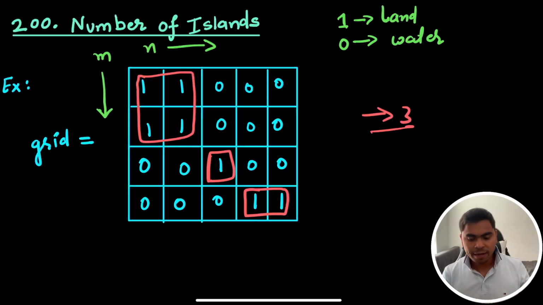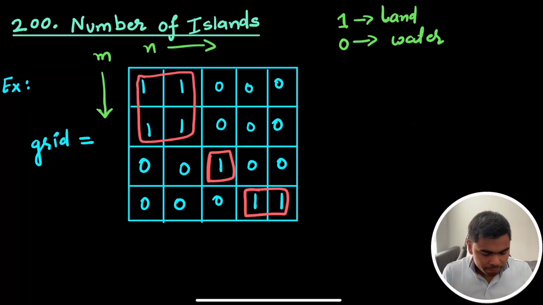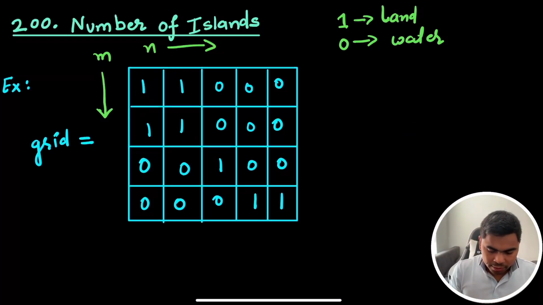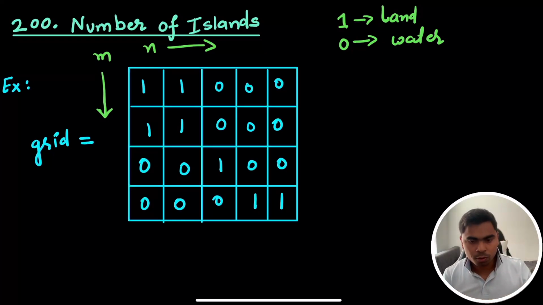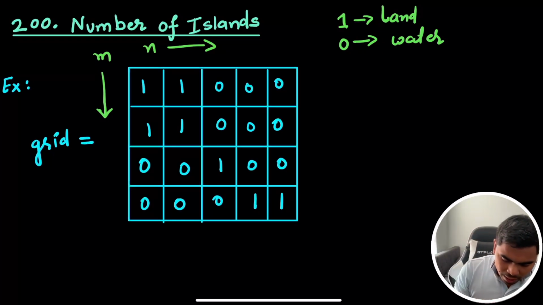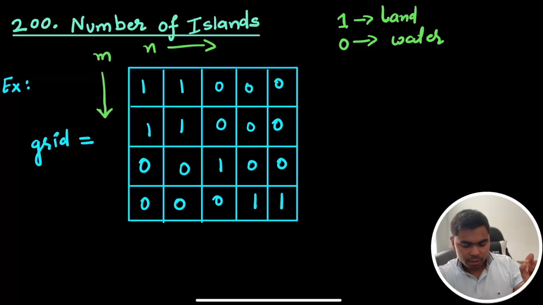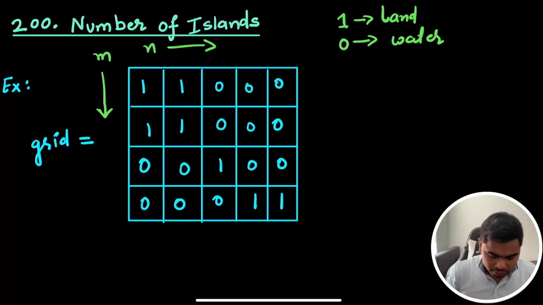So how do we go about finding it? First thing first, we're going to iterate over our grid using two for loops, i and j. But the thing is, whenever we come across a land, we want to also visit its neighboring lands.